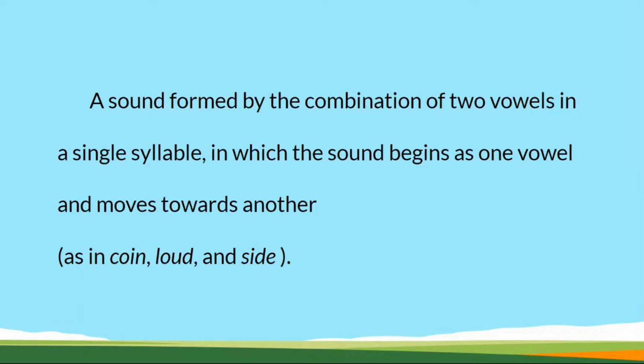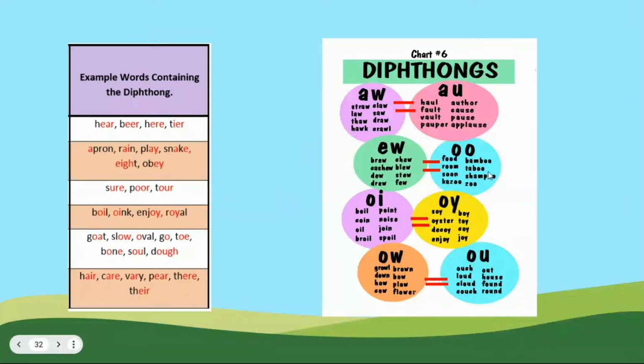That's what we will say as a long vowel. And sometimes these two vowels will make one new sound also. Let me show the forms of two vowels. So here are the diphthongs. What is the formation of diphthongs?